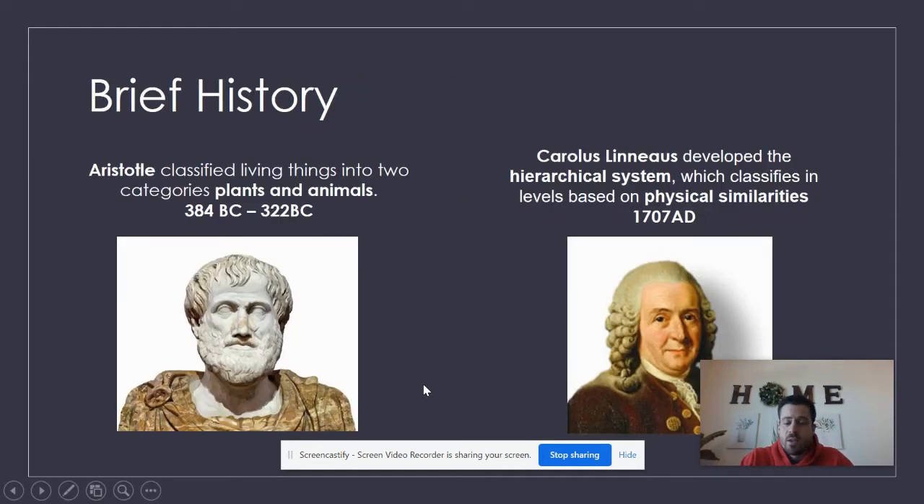Way back in the 300 BC, we had a guy named Aristotle who classified living things into plants and animals. That was a very good start, but we need to get a little bit more detailed. It wasn't until the 1700s that we really got a scientific classification system. It was a guy named Carolus Linnaeus who came up with this hierarchical system. You might have heard of kingdom, phylum, order, class, genus, species. That is Linnaeus who came up with that system.